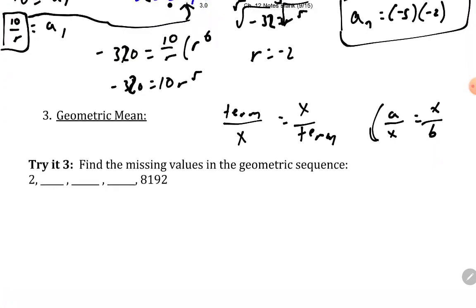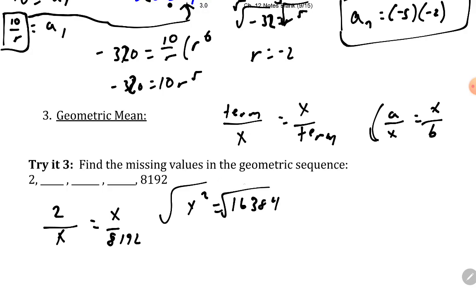Alright, so let's try this out. So we're looking at 2 over x equals x over 8,192. That'll give me x squared equals 16,384. Take the square root, and we'll get x equals 128. So the middle between that and that is 128, and then we just do it again.